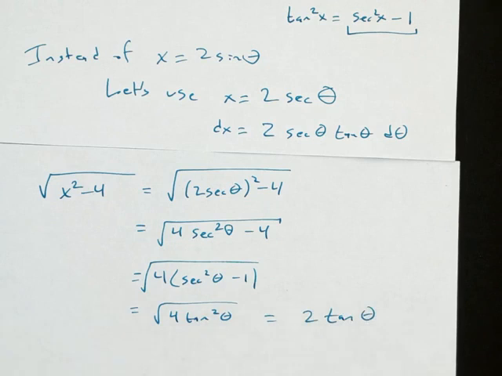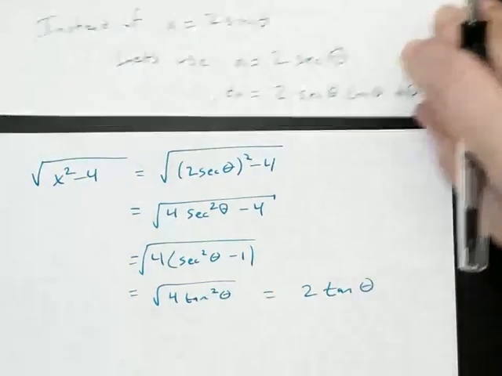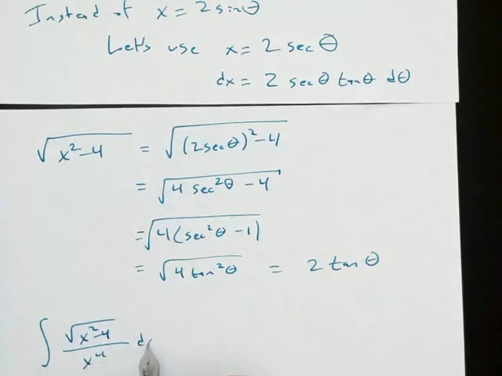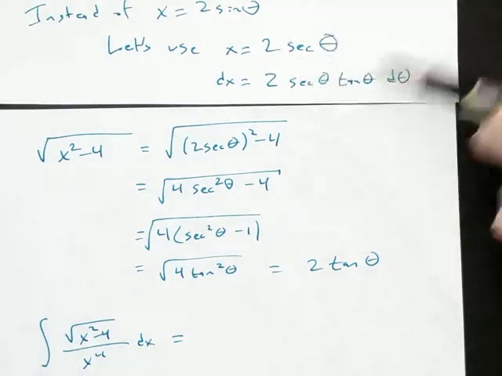So I was able to get rid of the square root this time, but the result is not an integral in cosines and sines, but instead an integral in tangents and secants. So the integral that I started with was the integral of x squared minus 4 over x to the 4th dx.